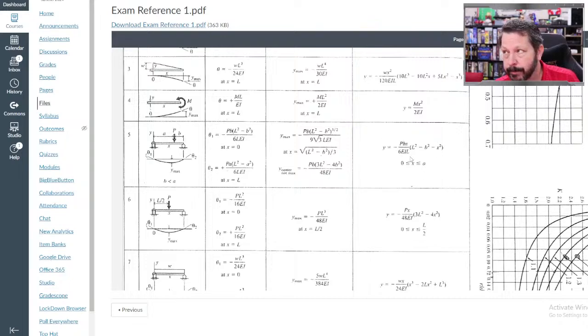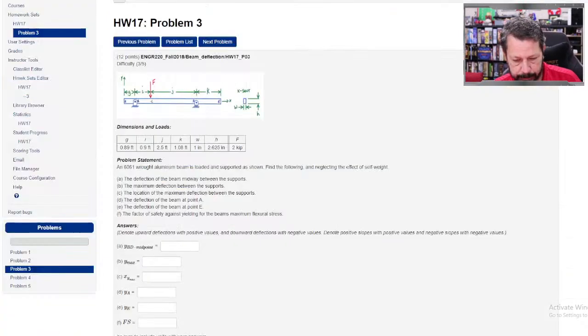Also, this equation, it tells you it's only good between 0 and A. So it's only good for this larger section of the beam, not that section over there from where B is. So be careful with that problem, because it's got the smaller dimension on the left-hand side of the load.